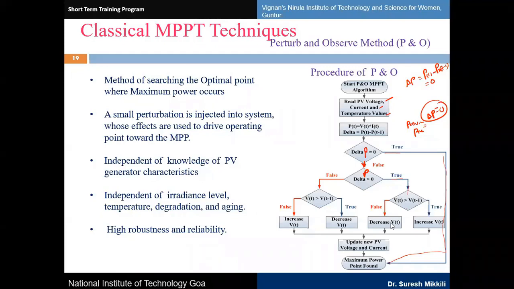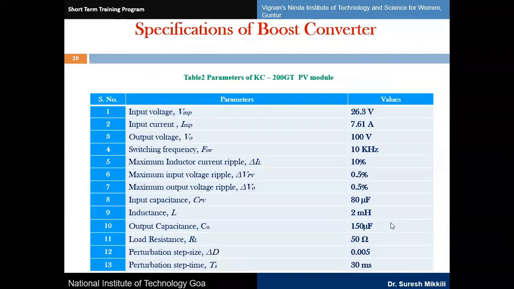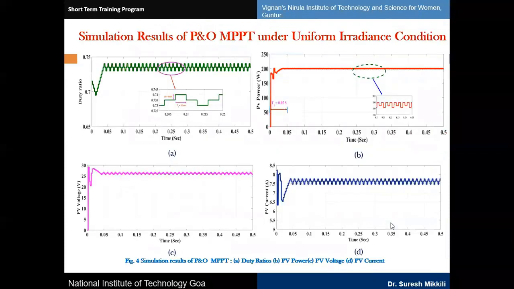When we consider uniform irradiance, this is for the uniform irradiance condition. The first one is the duty ratio, we have considered this way. This is duty ratio, and this is PV voltage. The PV output voltage is approximately 26 volts. This is PV current, 7.6 amperes. Then combining these two, we got PV output power of 200 watts.